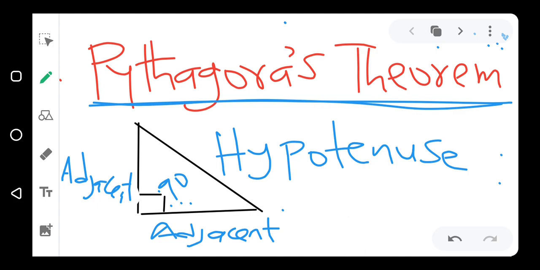Now, other sides of the triangle are called adjacents. This is an adjacent. This is an adjacent. So, a right-angled triangle has one hypotenuse and two adjacent sides. This is an adjacent, this is an adjacent, and this is the hypotenuse.